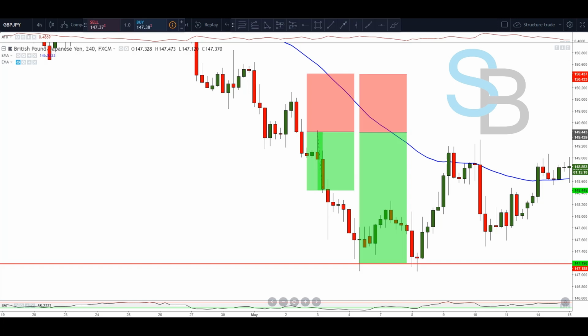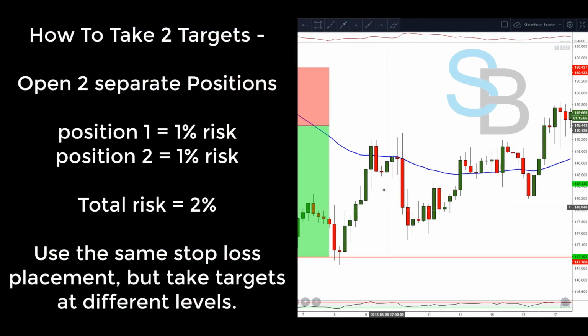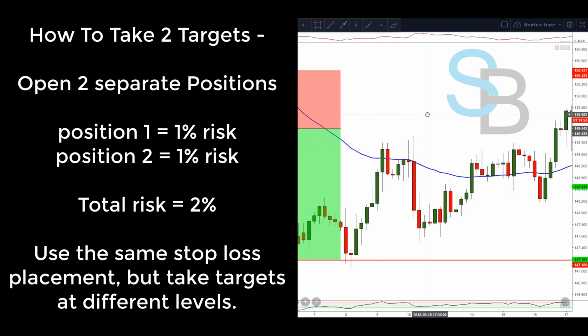So first off, let's talk about how to take 2 different targets on a trade. In order to take 2 different targets, you actually need to open 2 separate positions. The reason I want to explain this is because I get questions very often asking how to take multiple targets, and that's the only way I've found to do so: to open up 2 completely separate positions with a certain percentage of your account value.